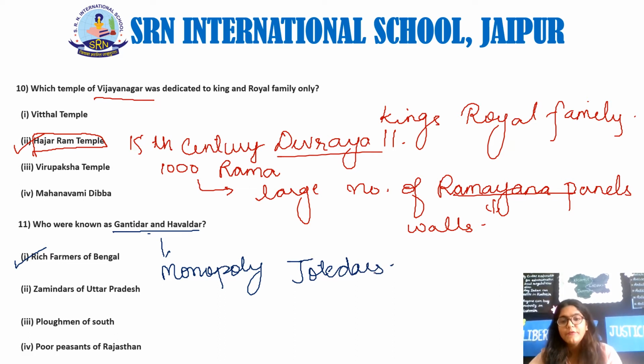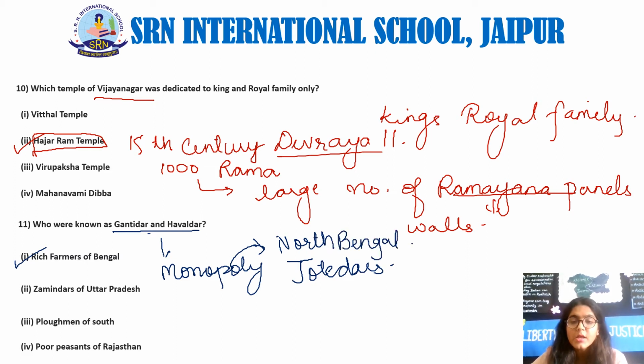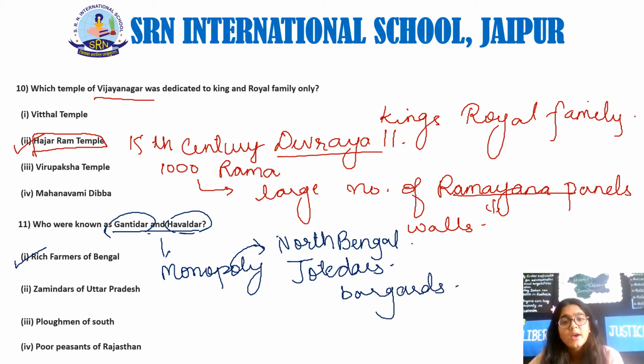As I've told you, they were the class of rich peasants who were the most powerful. They were situated in North Bengal, established in different areas. They were known by different names like Gantidars, Havaldars, Jotedars, Bargards, Mandals. These were their different names. I hope this is clear to all of you.